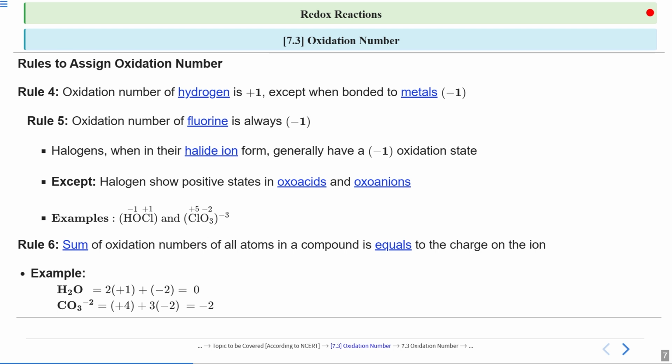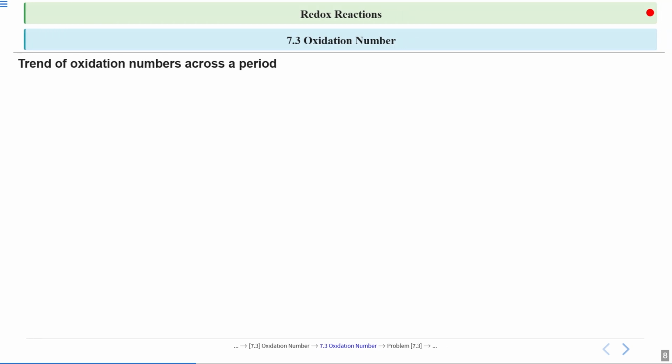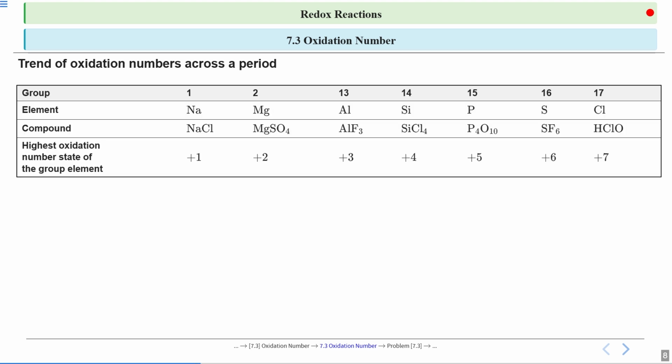So now let's go ahead to the trend of oxidation number across a period. If you consider the periodic table and you consider the period, how does the oxidation number vary? Here you can see groups 1, 2, 13, 14, 15, 16 and 17 are mentioned, in which the elements and their compounds are mentioned.